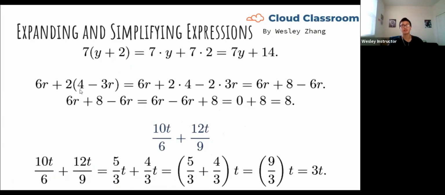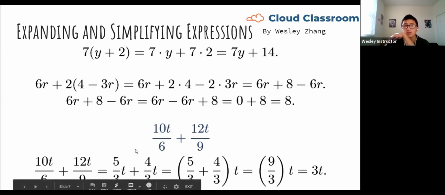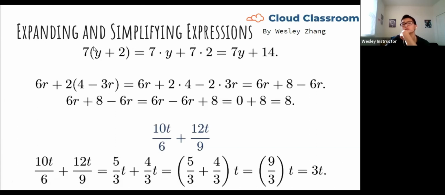All right, expanding and simplifying expressions. I have a few here, four, but let's focus on the top one first. 7 times the quantity y plus 2. So we use the distributive property. This is expanding. We do 7 times y and 7 times 2, and then we add them together. That becomes 7y plus 14.